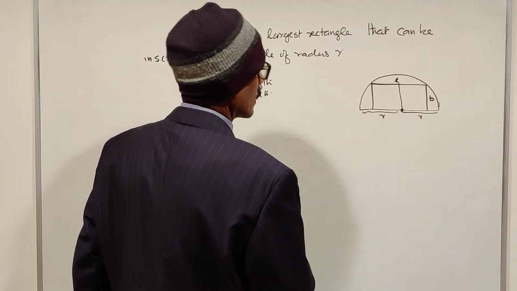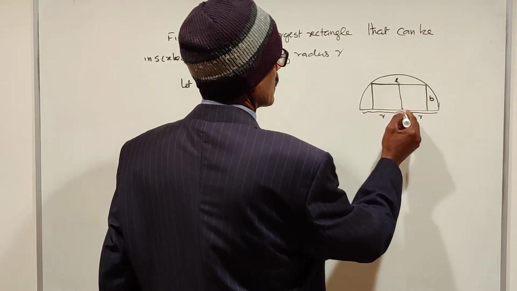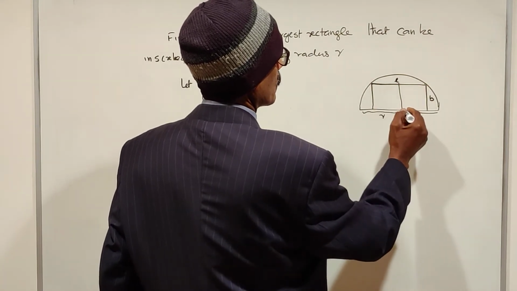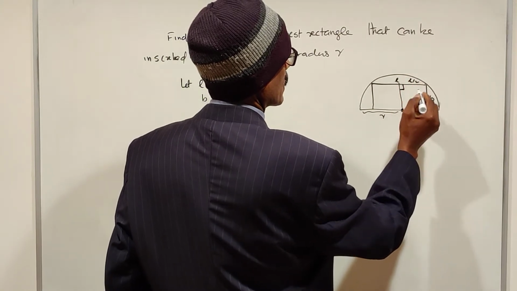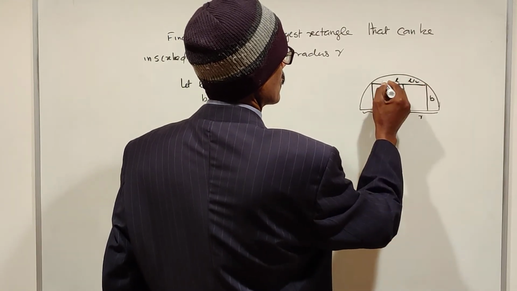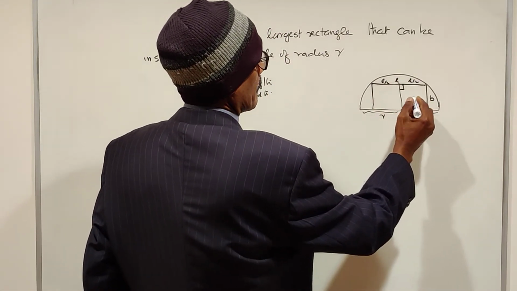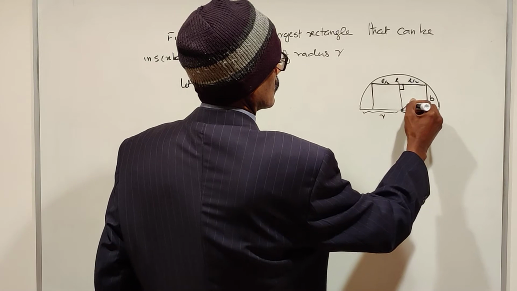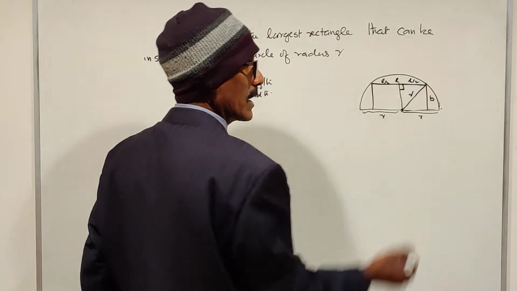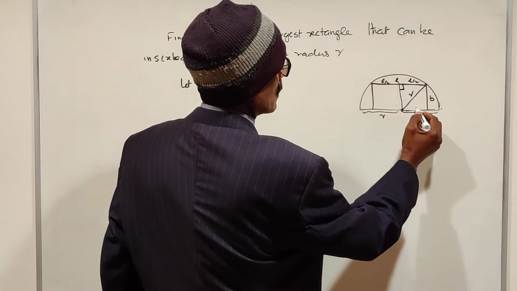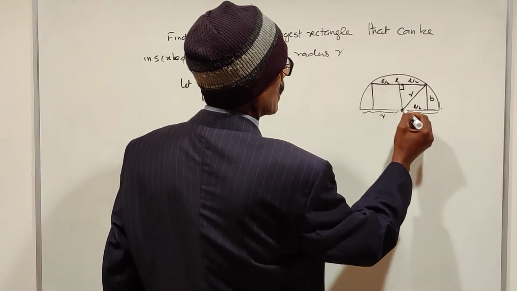So I draw a perpendicular from the center to the chord. It bisects the chord L, so this part is L by 2 and this part is L by 2. This is R, the radius, and this one is also a radius. So from here to here is L by 2.